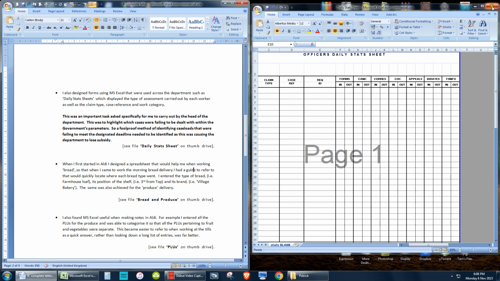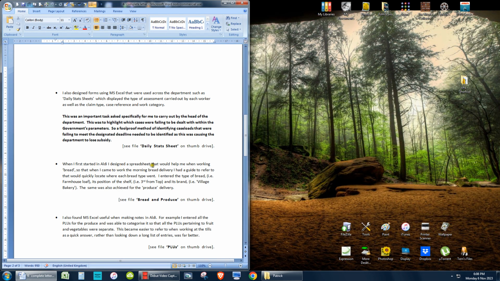When I first started in Audi, I designed a spreadsheet that would help me when working with bread, so that when I came to work the morning bread delivery, I had a guide to refer to that would help me quickly locate where the bread type went. I entered the type of bread, i.e. farmhouse loaf, its position on the shelf, its brand, and the same was also achieved for produce delivery. Look at bread and produce file, and that one looks like this.